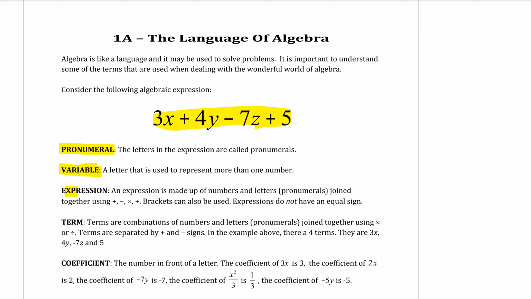Next, expression. An expression is made up of numbers and letters, which is our pronumerals, remember, joined together with our add, subtract, multiply, and divide. Normally, you'll be able to identify it by looking at an expression like this one here and going, oh, look, there's a term because there's a plus sign. There's my next term and there's another sign. There's my next term and there's my last term. So you can see there's 4 terms in there that are separated by those pluses and minus signs.